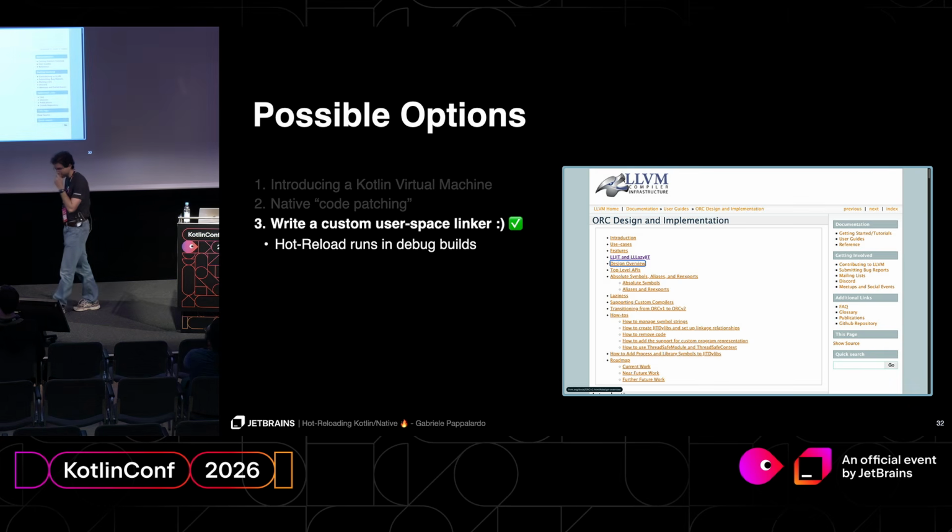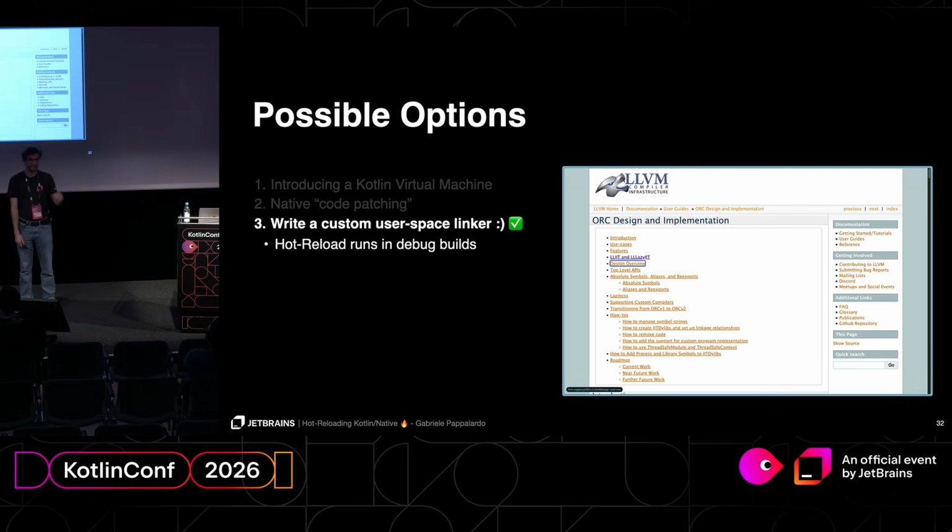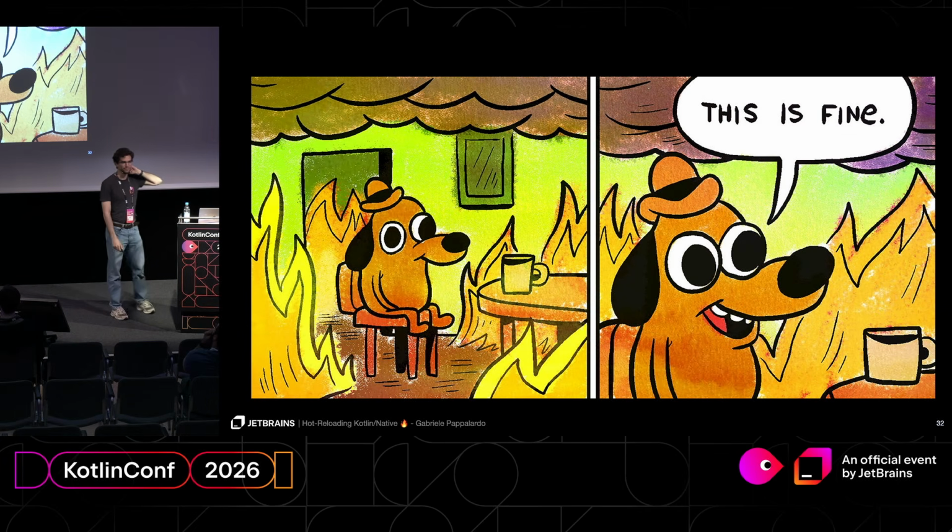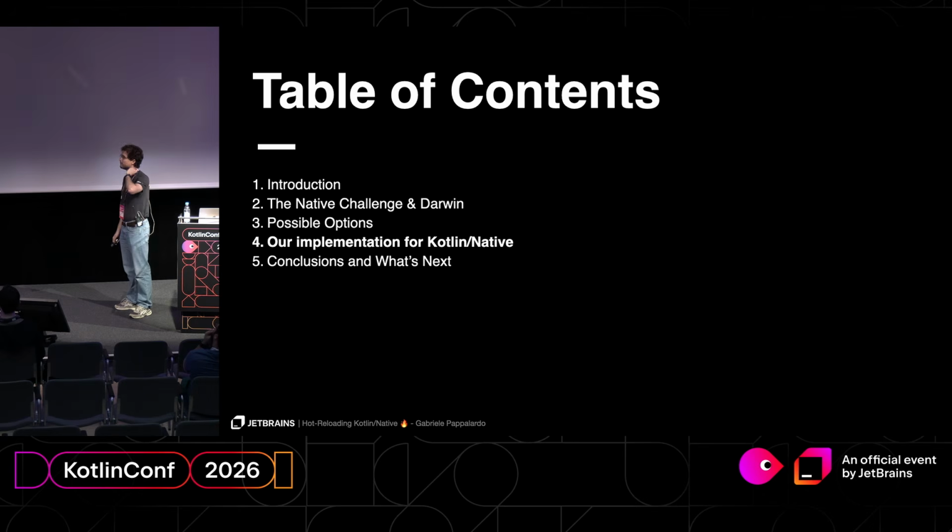This works for us since Autoreload actually runs on debug builds, so we are allowed to afford a debugger. This is totally fine for us. We can work with that. Having said that, now let's move to the implementation for Kotlin Native, the hottest part.